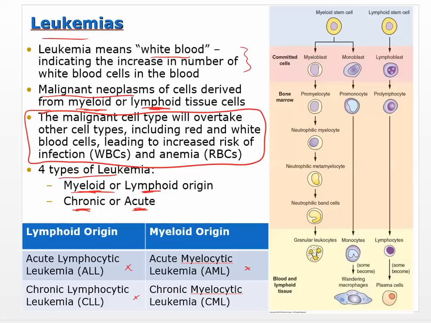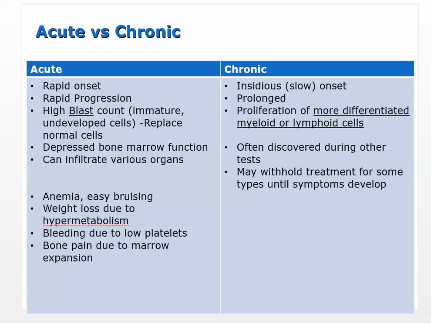Okay, so we've already talked about myeloid versus lymphoid, so now let's talk about acute versus chronic. And then we'll put them all together. So the difference between acute and chronic, and this is important. Acute is going to be a rapid onset. That's kind of the definition of acute. That means it comes on fast and it progresses. Rapid onset, rapid progression, both of these things. The other thing is that you have a high blast count.